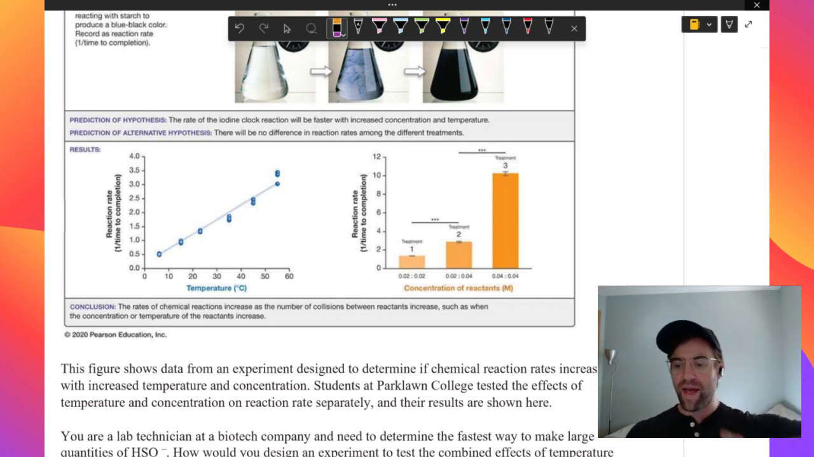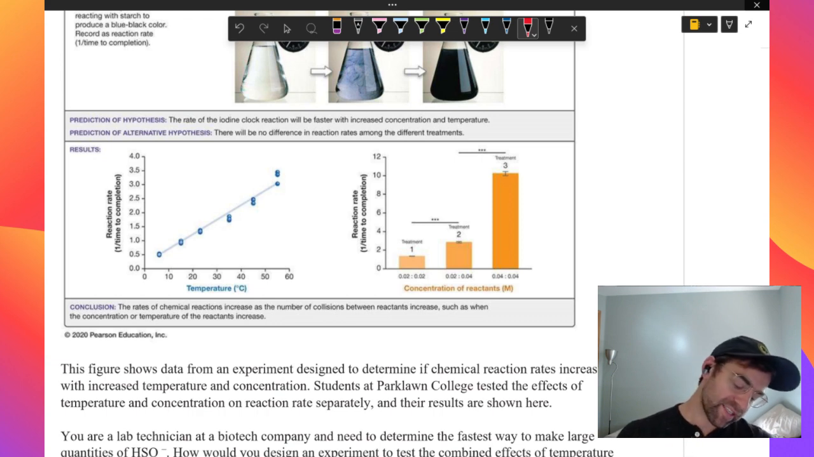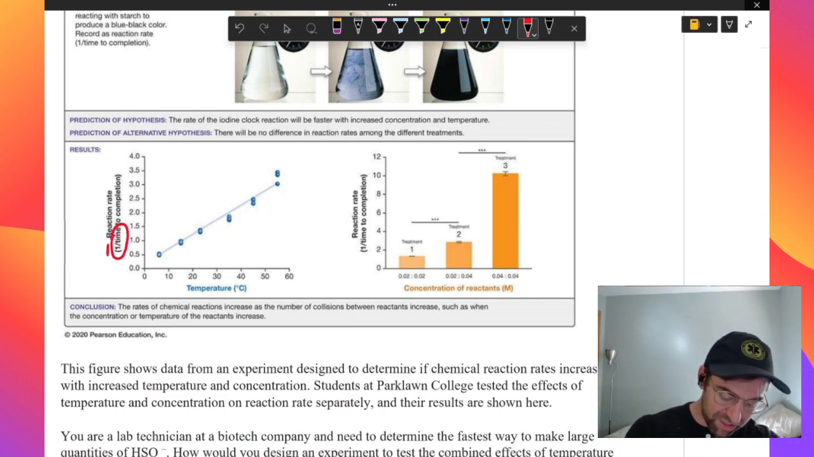So your y-axis is vertical, x-axis is horizontal. Make sure you pay attention to what each of those axes are. Our y-axis in this case is the reaction rate in inverse time to completion. So that means as the number gets bigger, it's actually getting faster. That is really, really important to pay attention to.